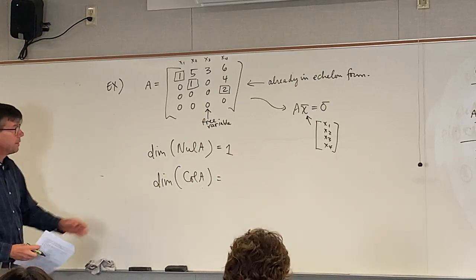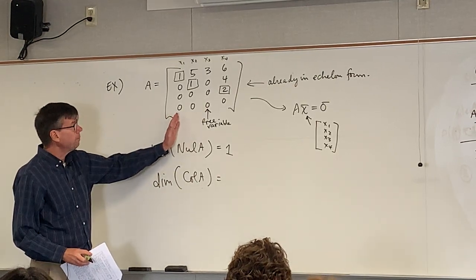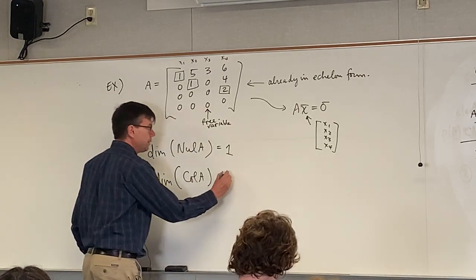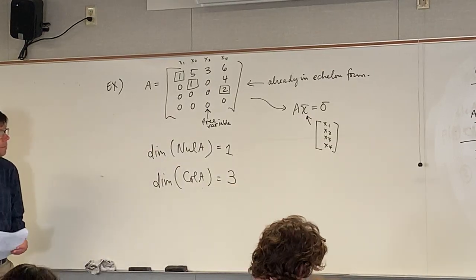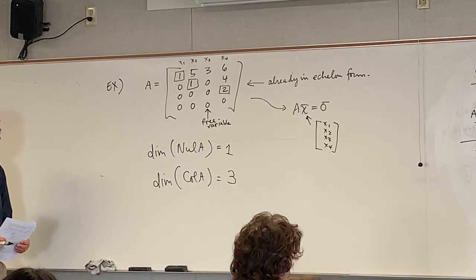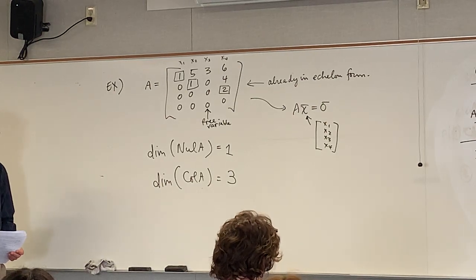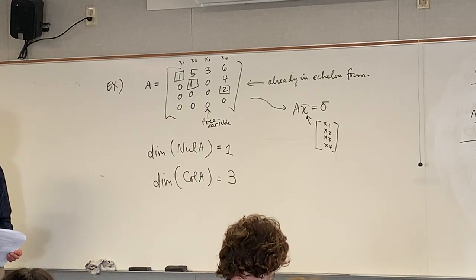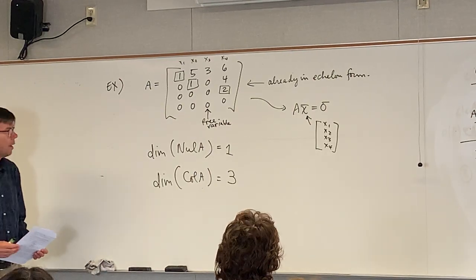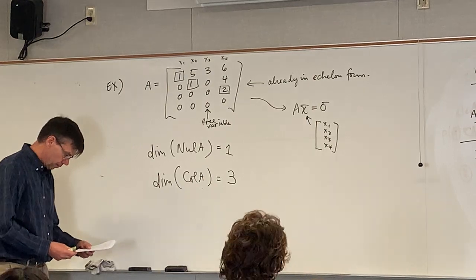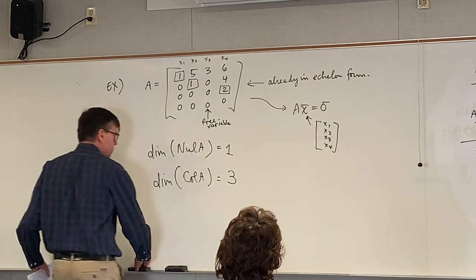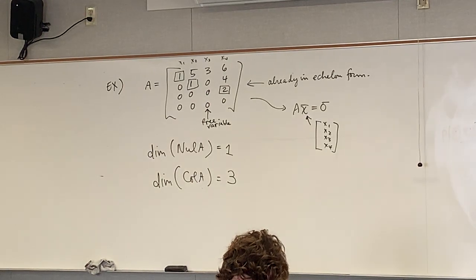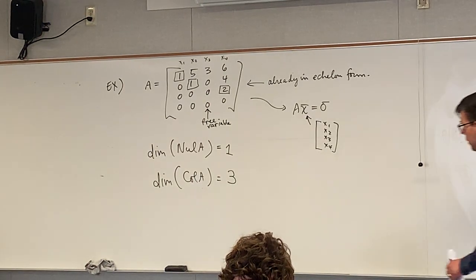Dimension of the column space, we just learned this last time. We just look at the pivot columns. 1, 2, 3. Dimension of column space is 3. Because we know those pivot columns span the column space, and we know those pivot columns are linearly independent. So that's really just a short answer once we have the results of our previous theorem.